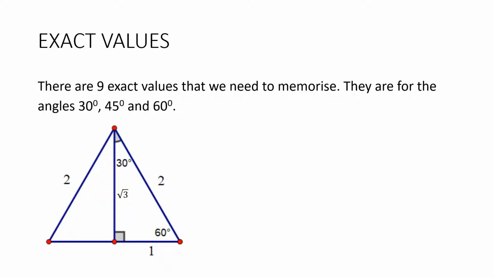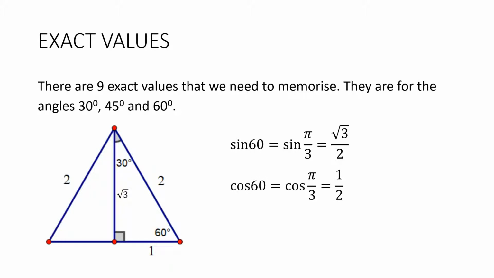Now let's do them for 60 degrees. It's the same diagram. So sine of 60 is root 3 on 2. Cos of 60 is a half. You'll probably notice the complementary ratios there. So this is exactly the same as cos 30, and this one's the same as sine 30. And then tan 60 is root 3 on 1, or just root 3.